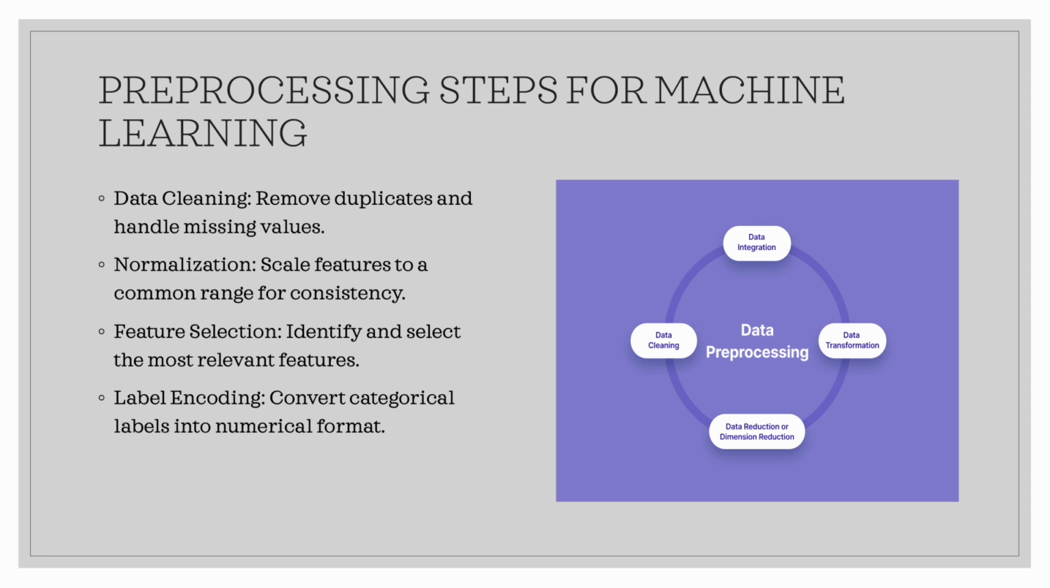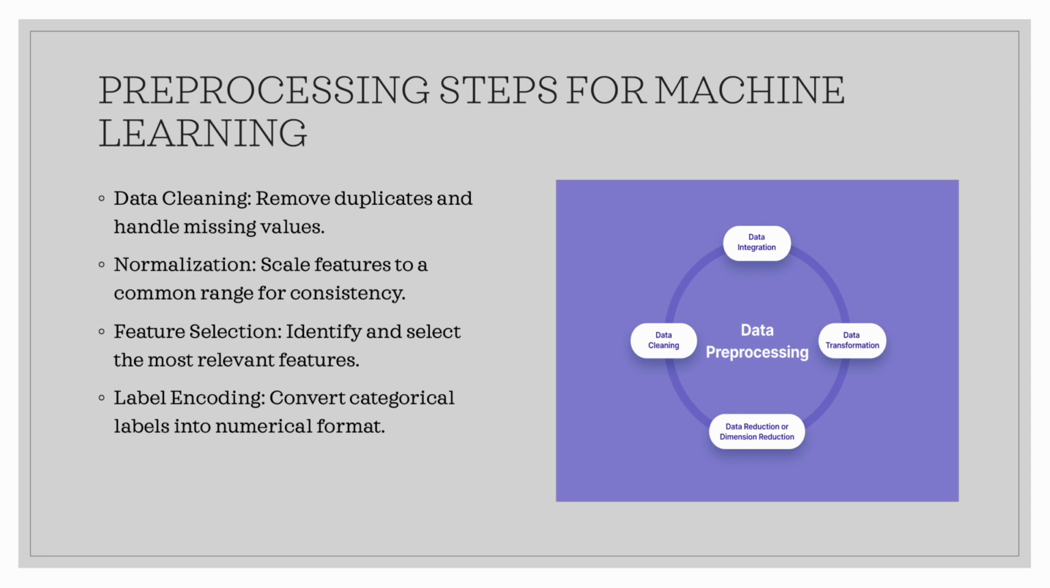Feature selection. It improves model performance by identifying and selecting the most relevant features. The steps involved are filter methods, wrapper methods, and embedded methods. Coming to the importance, it reduces dimensionality, enhances model performance, decreases overfitting risk, and reduces training time.